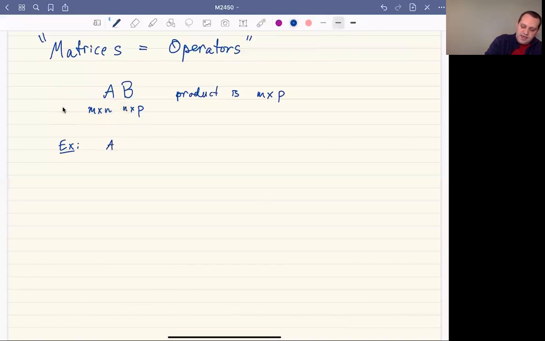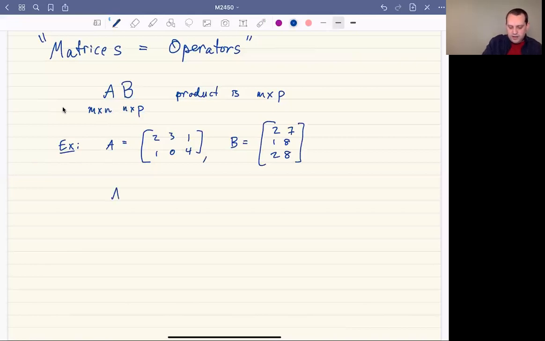So let's take A to be the matrix 2, 3, 1, 1, 0, 4. So this is going to be a 2 by 3 matrix. And let's take B to be a 3 by 2 matrix. So that's going to be, let's say, 2, 7, 1, 8, 2, 8.